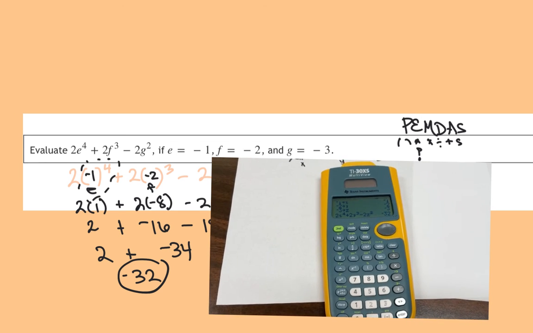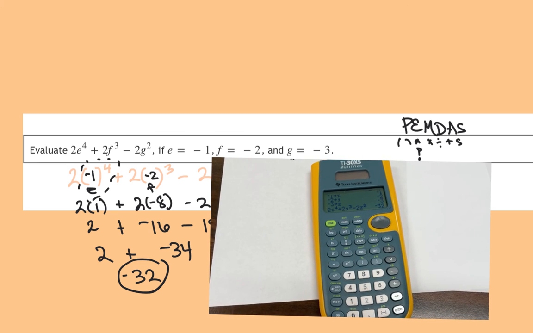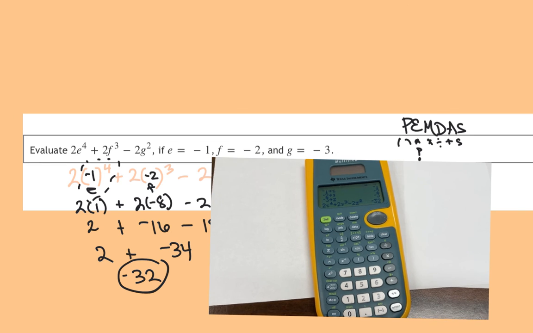So that's just important for you to know. If you can use the calculator, you want to understand how to use the calculator. It'll be a valuable asset.